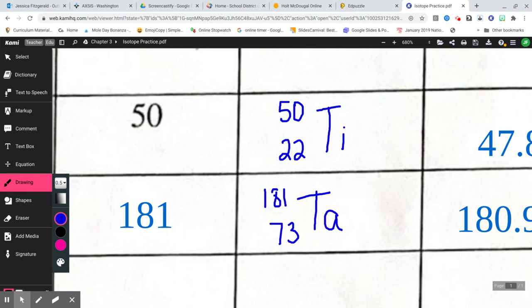So remember, you could put plus 5 or 5 plus. Either way is fine.